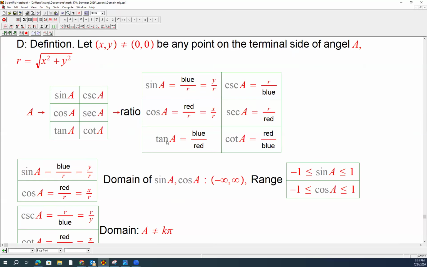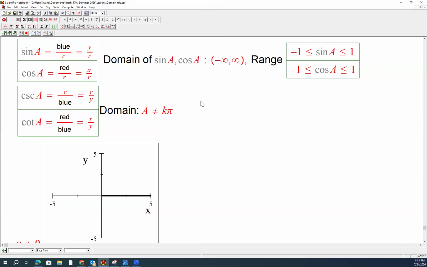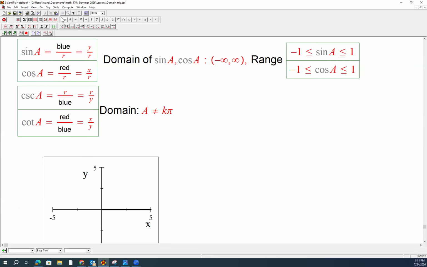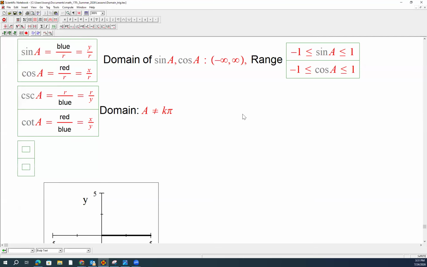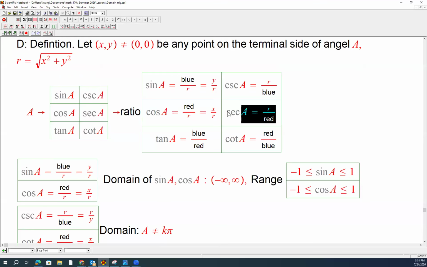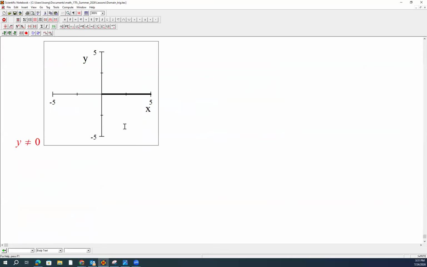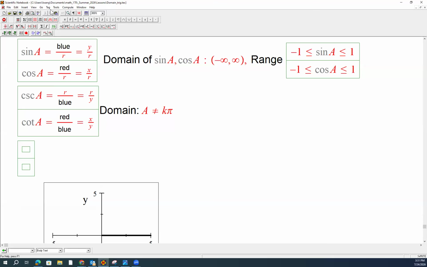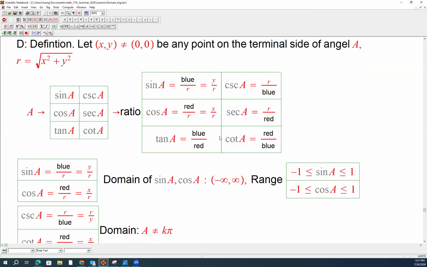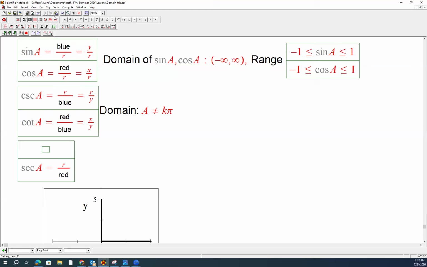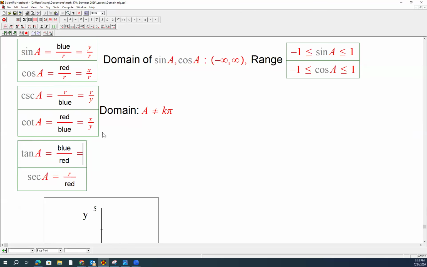And the next one will be tangent and secant. For these two functions, we're going to make another group. One is secant, and the other one is tangent. They have the same denominator, red, or x. So it's y over x for tangent, and r over x for secant.